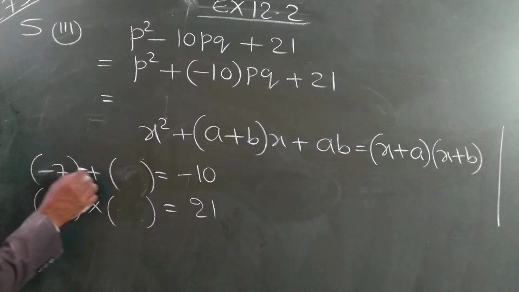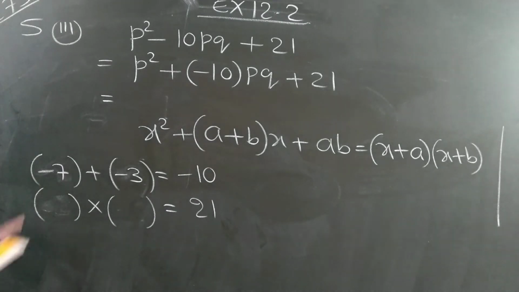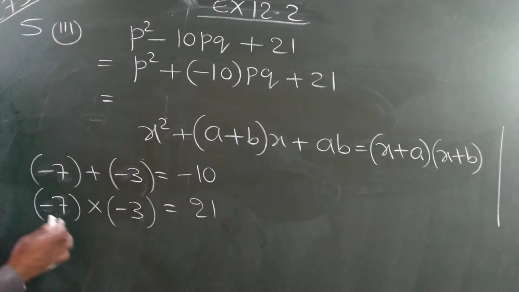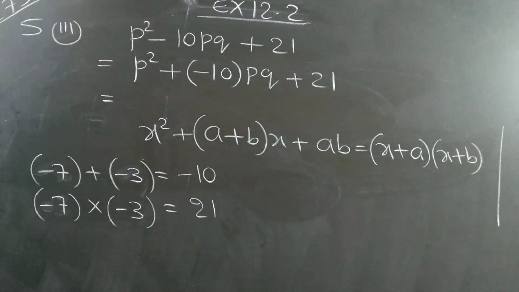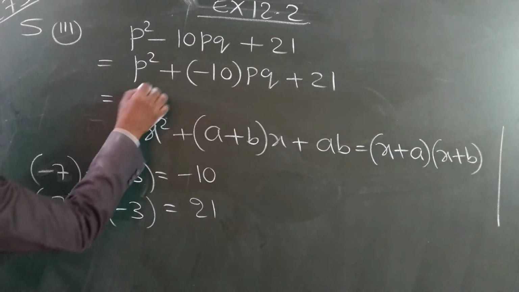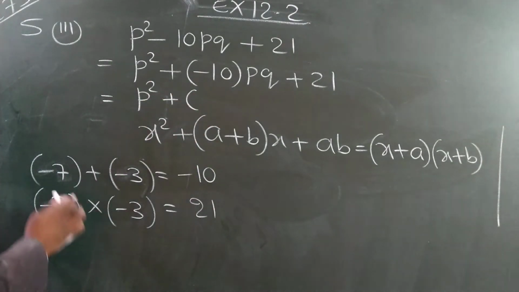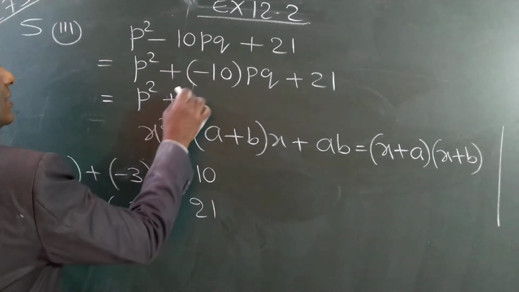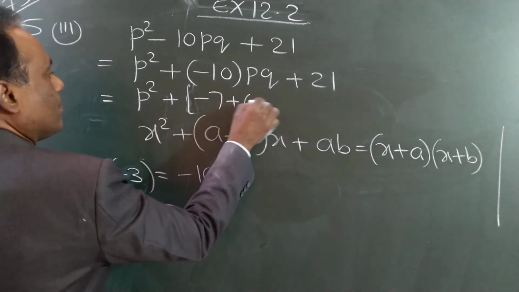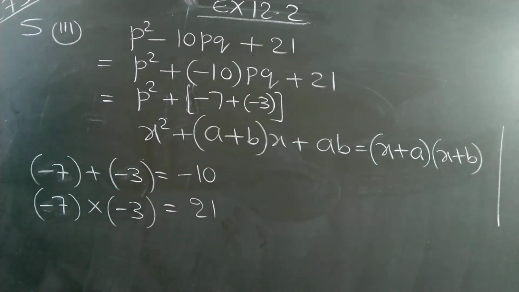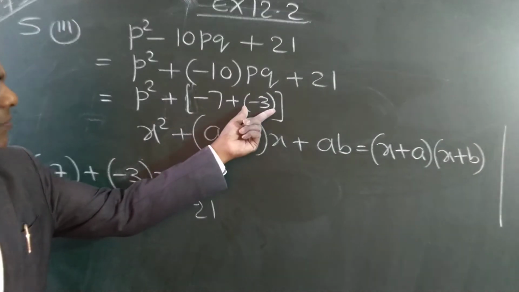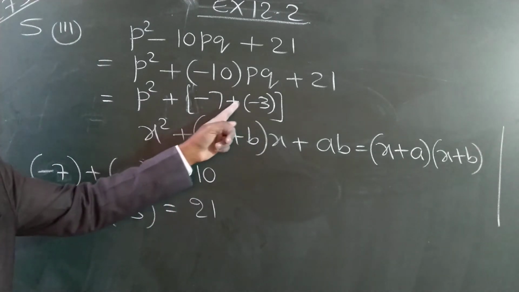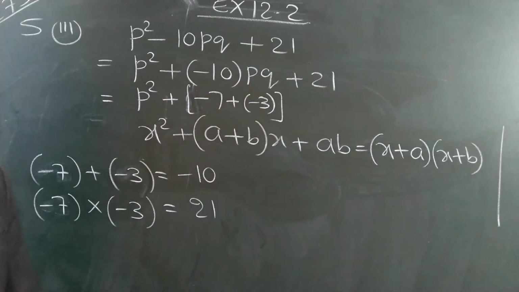See students, minus 7 minus 3. Minus 7 minus 3 is minus 10. Minus 7 into minus 3 is minus into minus plus, 7 into 3, 21. 7 3s are 21. P square plus minus 7 minus 3. First is minus 7 plus minus 3. Plus means you write some bracket so that it is minus 3. We can't write plus minus simultaneously, so you keep a bracket.